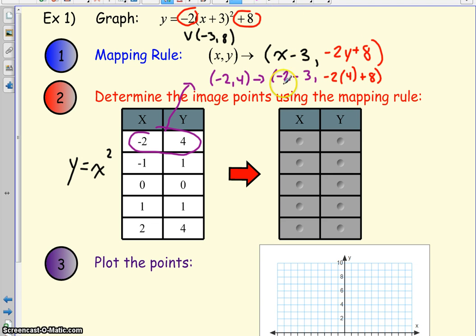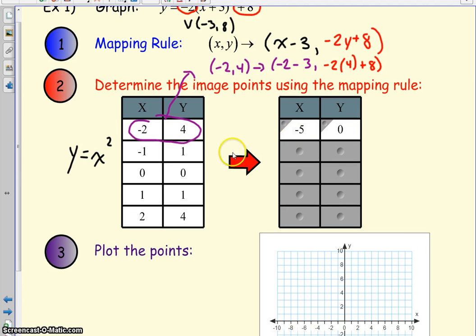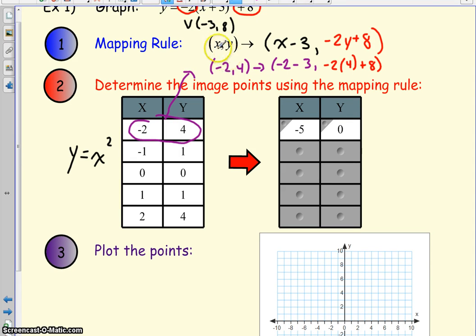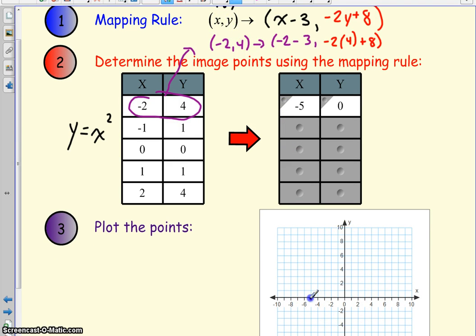-2 minus 3 gives me -5, which gives me the x value of my new point. And then for my y value, -2 times 4 is -8, plus 8 gives me 0. So that tells me on my new graph, y equals -2 bracket x plus 3 squared plus 8, I have a point at (-5, 0). So I can plot that point.